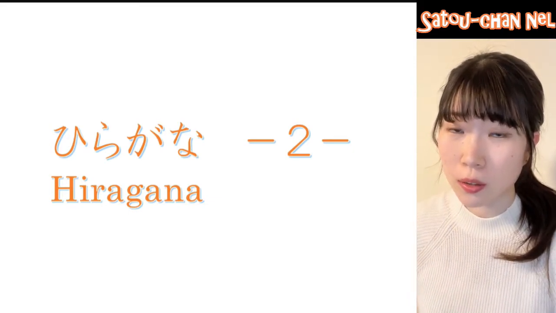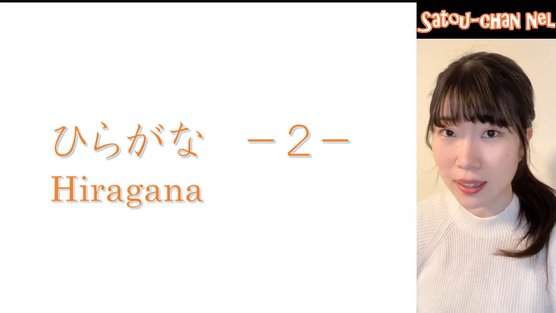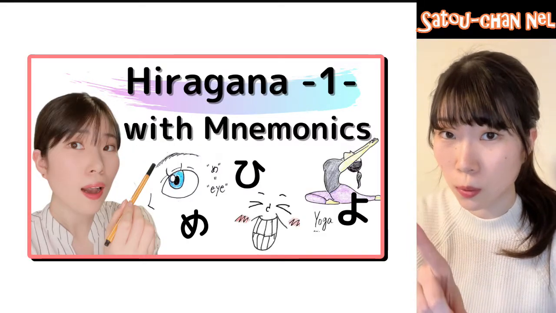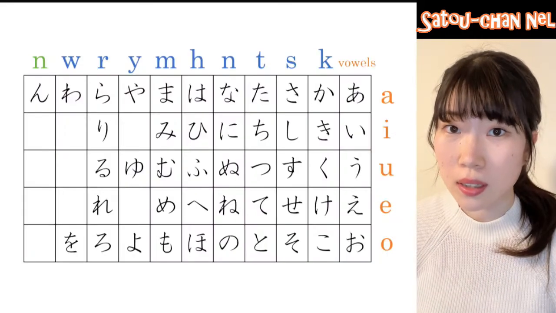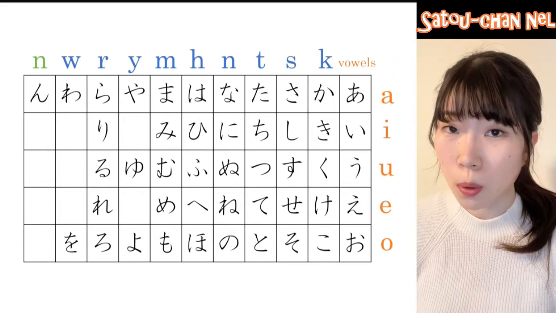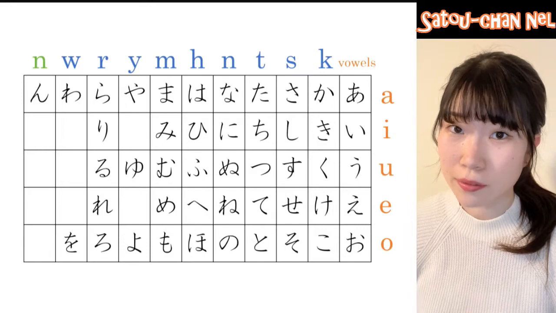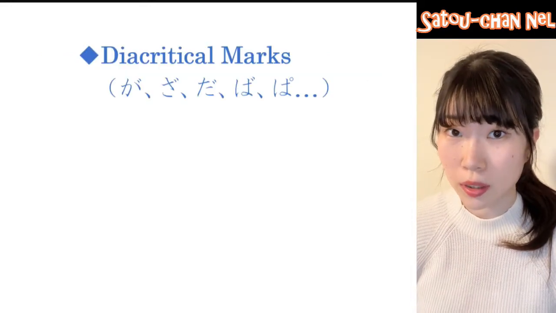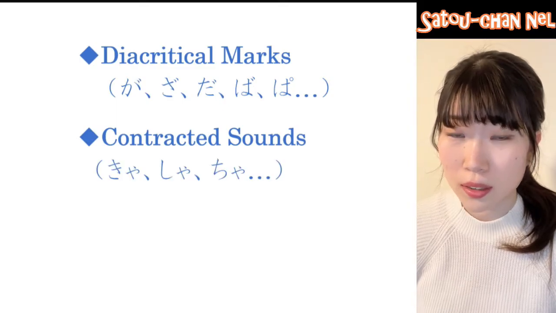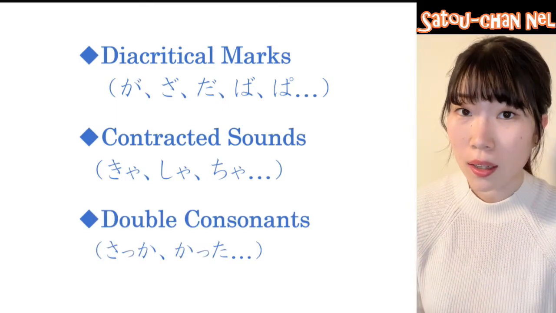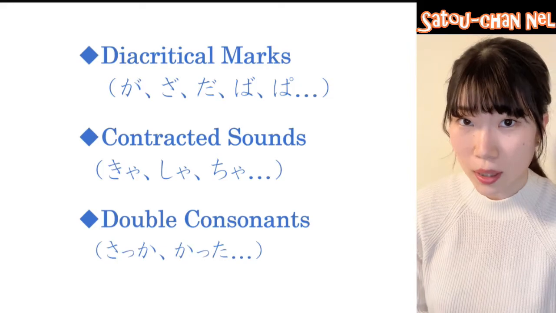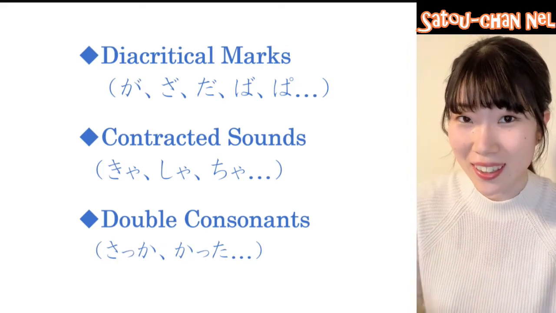If you haven't learned 46 Hiragana characters yet, please watch part 1 first. This is the Hiragana chart, and we learned 46 Hiragana characters in the last Hiragana lesson. Today, we are going to learn diacritical marks, contracted sounds, and double consonants. では始めましょう。Let's get started.